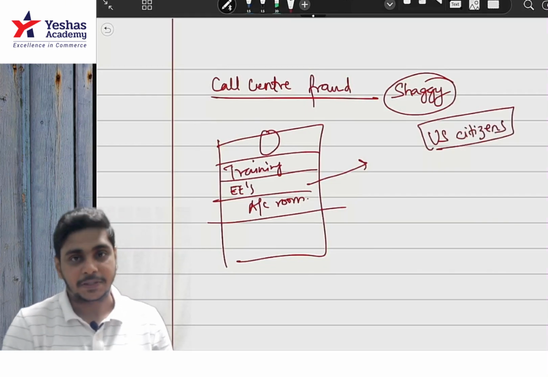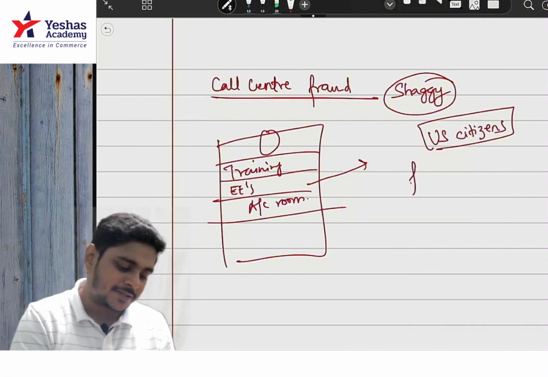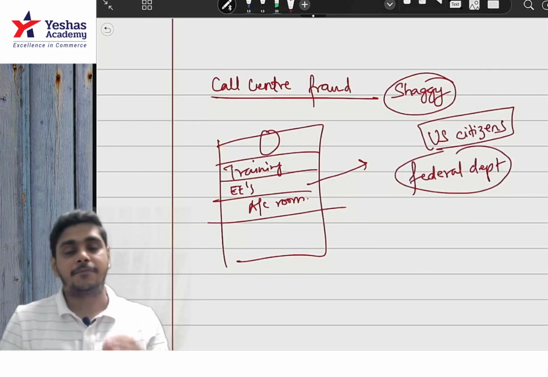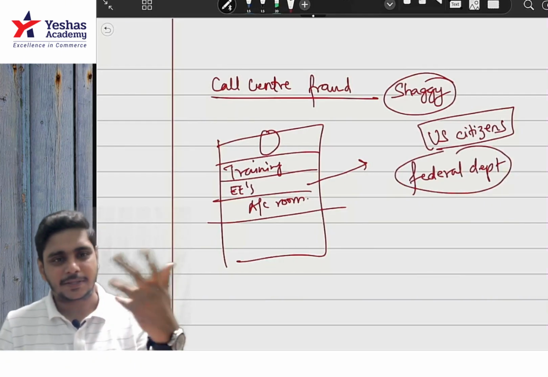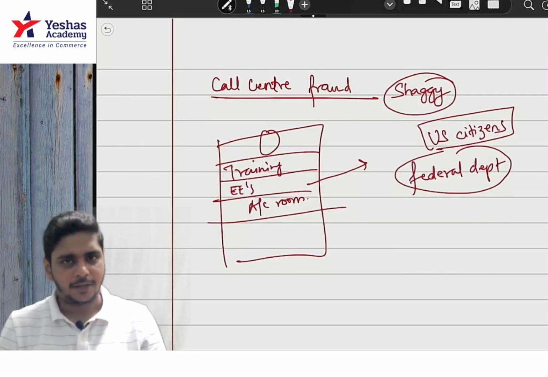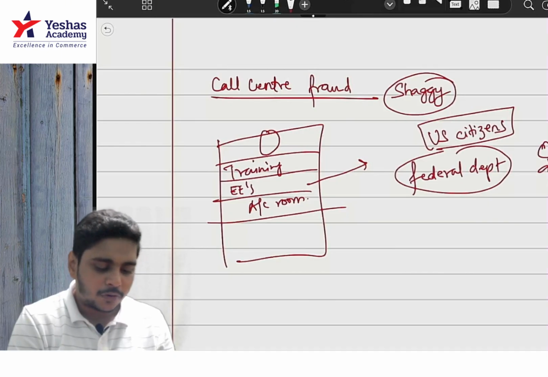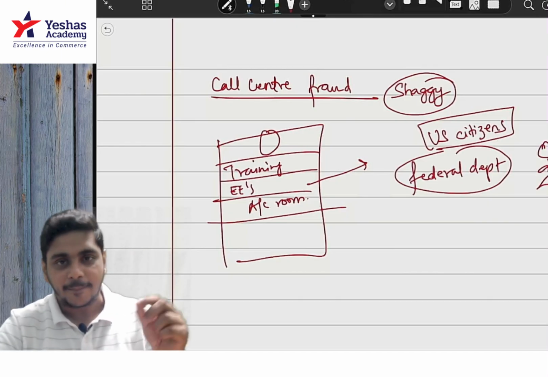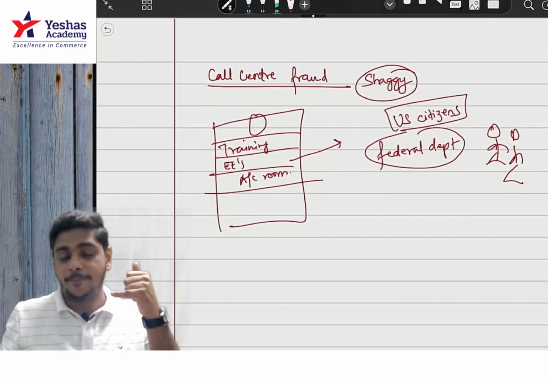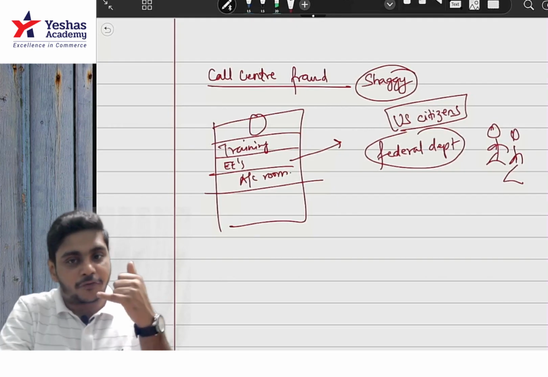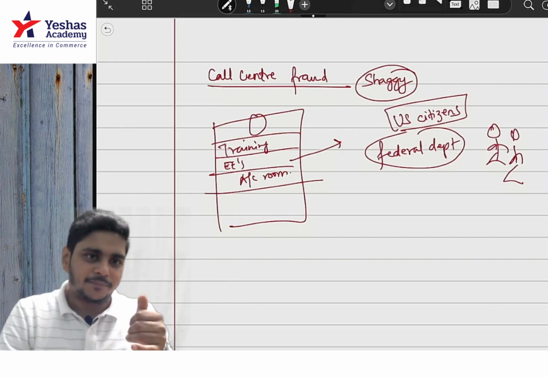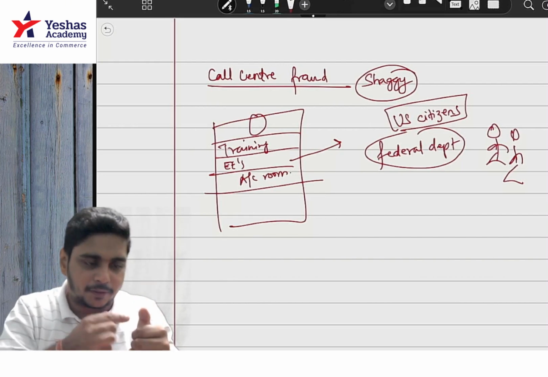They were making calls to US citizens, stating that they are from the US Federal Department. Guys, Federal Department basically means the US tax department. In India we have income tax; there it is federal state law. To those honest citizens of the US, employees were saying, sir, we are calling from the Federal Department, and there is a short payment of your tax and you are supposed to deposit the tax in a few days.